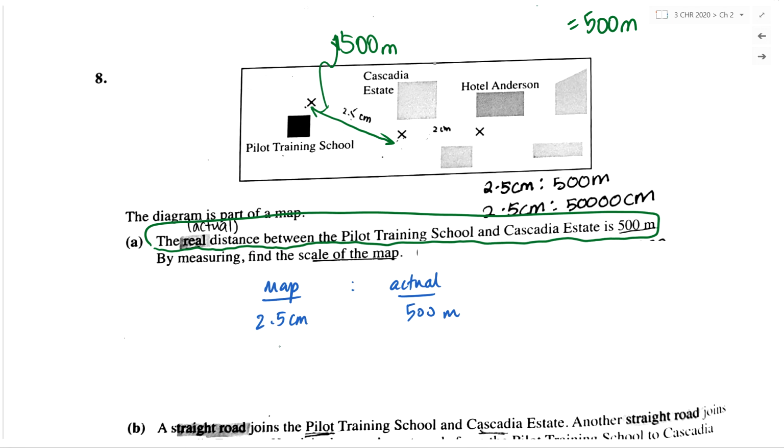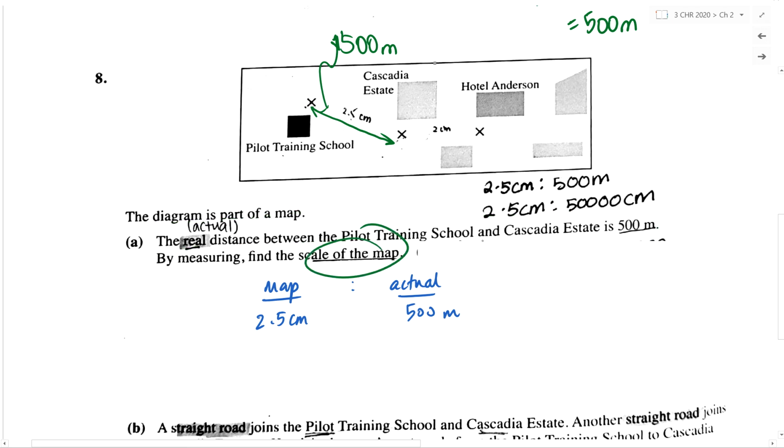In other earlier questions, we always have 1 is to something. 1 is to 10,000, 1 is to 5,000. Because that is a scale given to you already. Now we have the map and actual. We want to eventually write it such that when we want to find a scale, it will look like this. 1 is to a certain value. Okay, scales always look like this. So at the moment, I've got 2.5 cm and 500 meters.